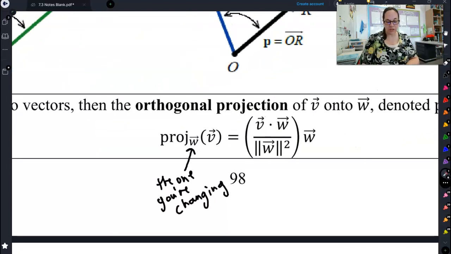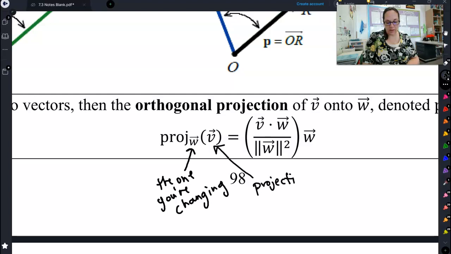Now, this is the equation for it. And I wanted you to highlight a couple things. This little one is the one you're changing the length of. This big one, v, is the one you're projecting onto the little one. So you're going to take v, we're going to project it onto w, and we're going to change the length of w so that it makes a right triangle.